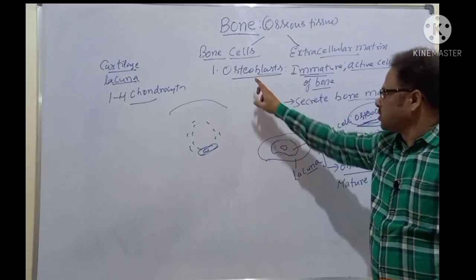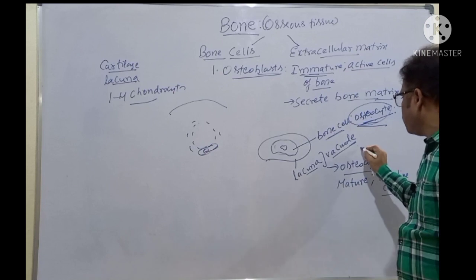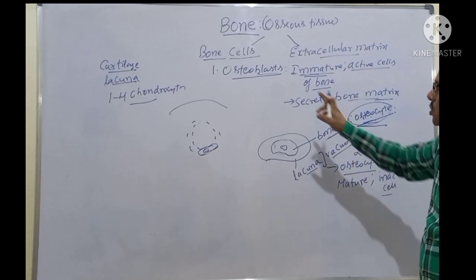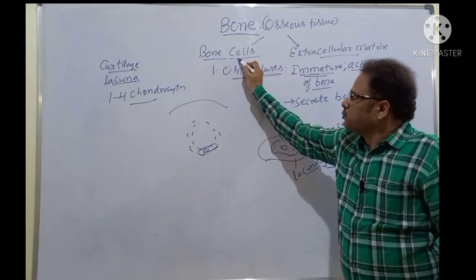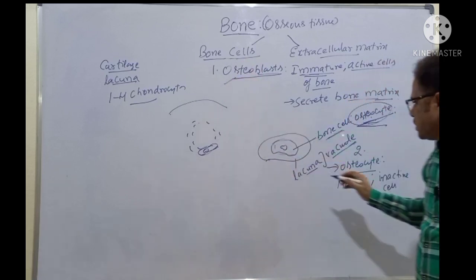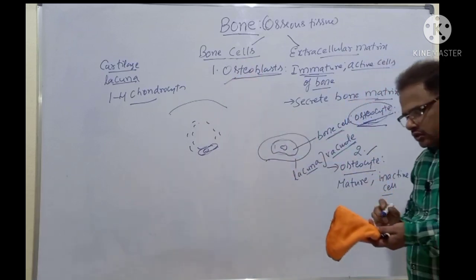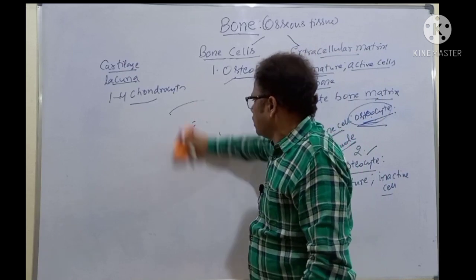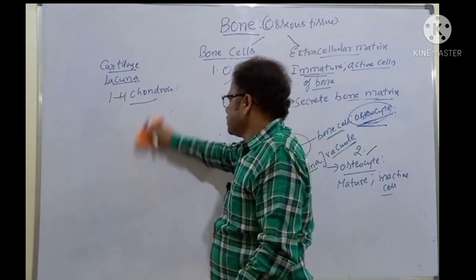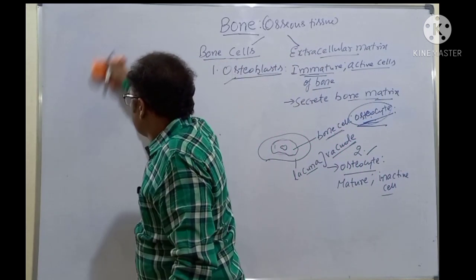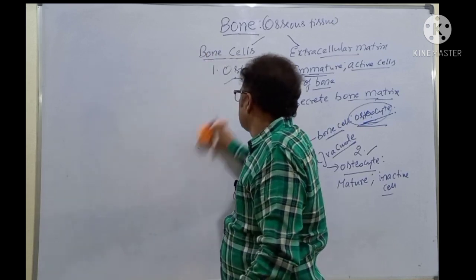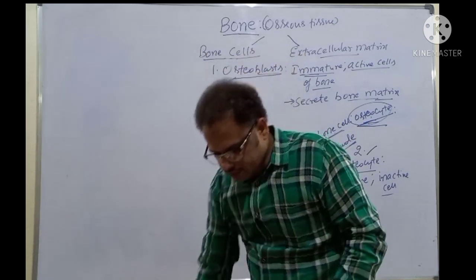So the first type of cell is osteoblast. The second type of bone cell is the osteocyte. Here we are discussing bone cells. The first one is the osteoblast. The second one is the osteocyte. The third one, now let's discuss the crucial one, and that's called osteoclast.